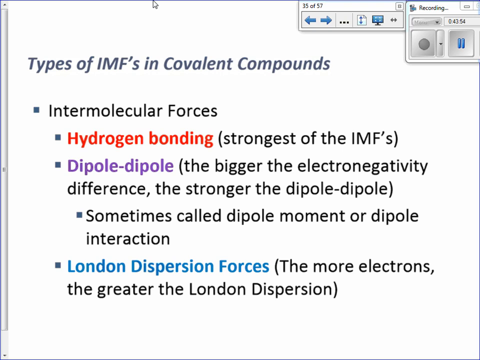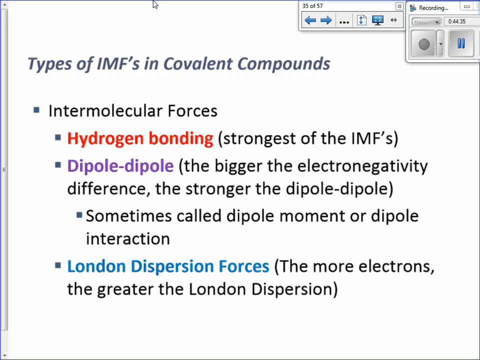Dipole-dipole can also be called just dipole interactions, or it can be called dipole moments, okay? But do remember that the bigger the electronegativity difference, the more polar you are, so the bigger dipole you have. And then London dispersion, sometimes they're called just dispersion, sometimes they're called van der Waals forces, but everything out there has London dispersion forces, because all atoms, all molecules have electron clouds involved. And if you have an electron cloud, you can do London dispersion. So that even includes the noble gases that don't react with anything. They still do London dispersions.